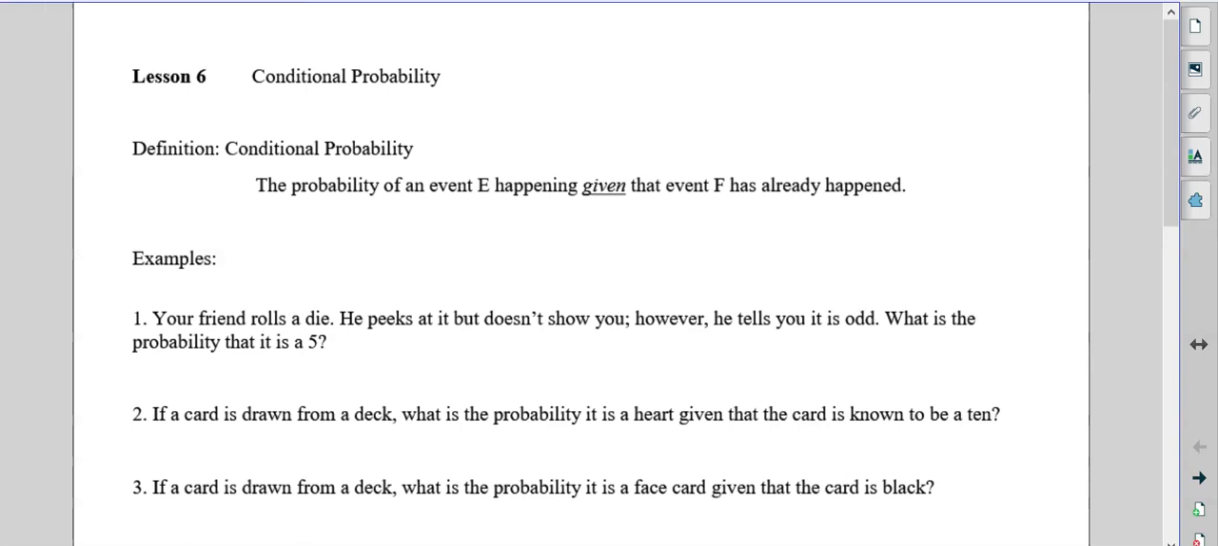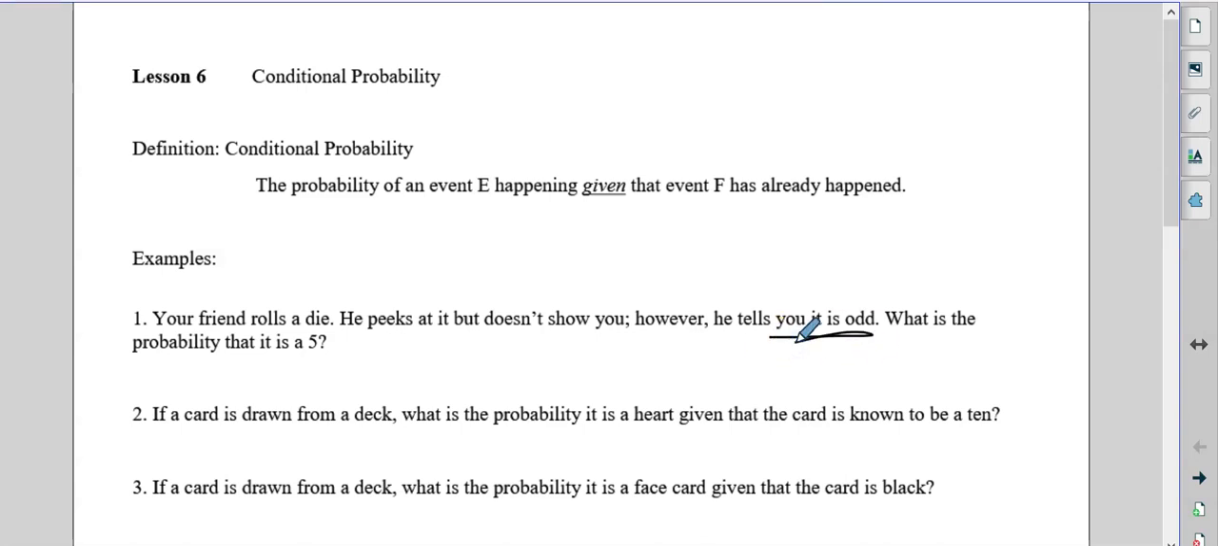All right, conditional probability. Conditional probability is the probability of an event happening given that another event has already happened. Okay? So your friend rolls a die. He peeks at it, but doesn't show you. However, he tells you it's odd.